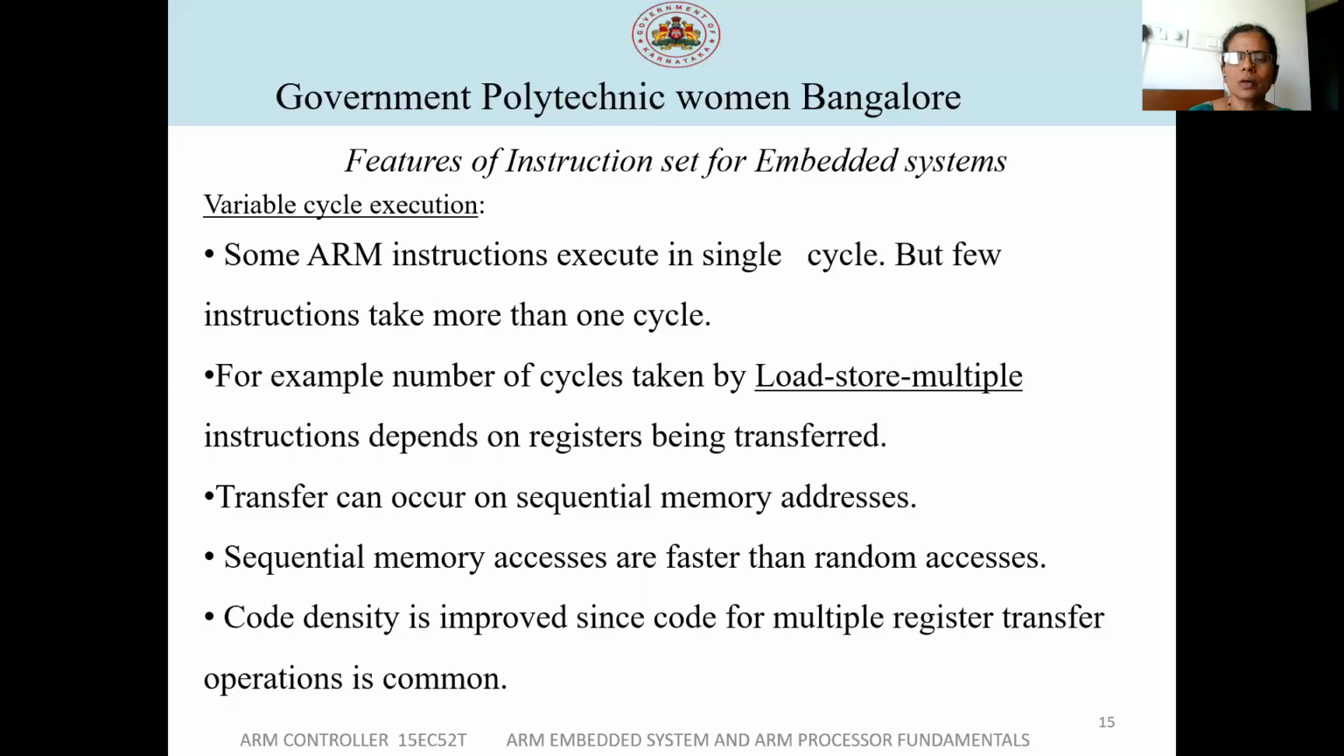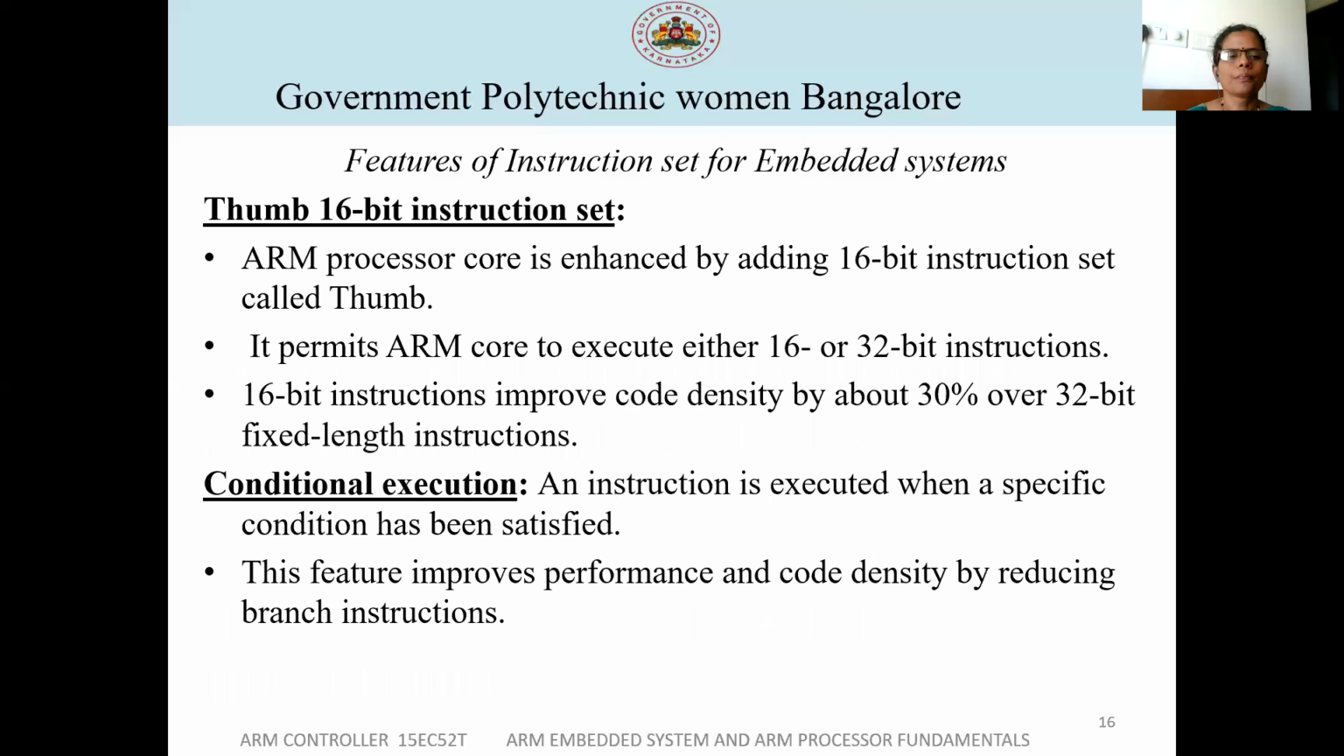Transfer can occur on sequential memory addresses. Sequential memory access is faster than random memory access. Due to this, the code density is improved, since the code for multiple register transfer operation is common. Because the code is common, the code density is improved.